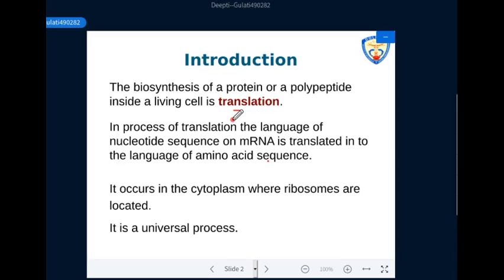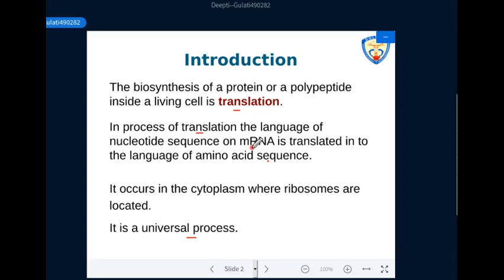Translation is a universal process. Why universal? Because it is taking place in all living organisms, whether they are prokaryotes or eukaryotes. All living organisms undergo the process of translation. That is, they are synthesizing a protein or a polypeptide, which carries out all the metabolic functions of a living organism.